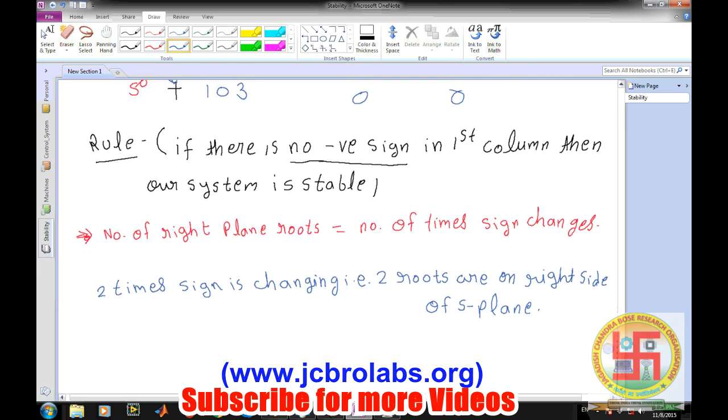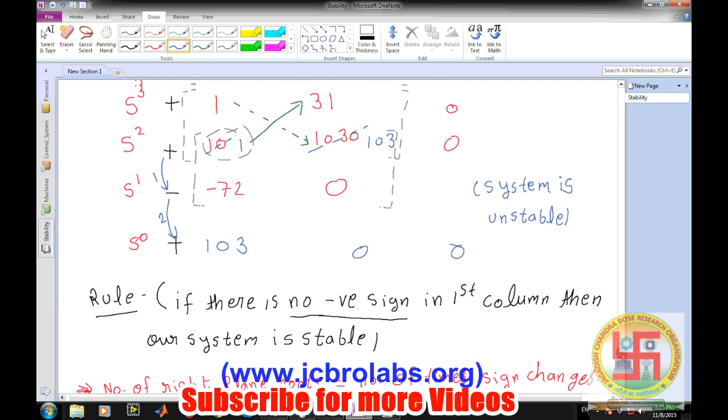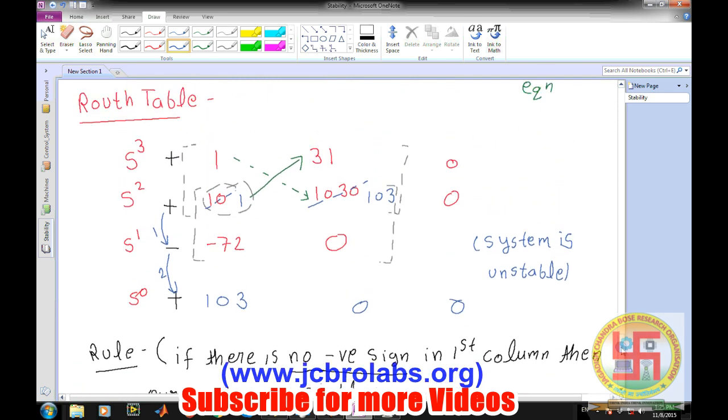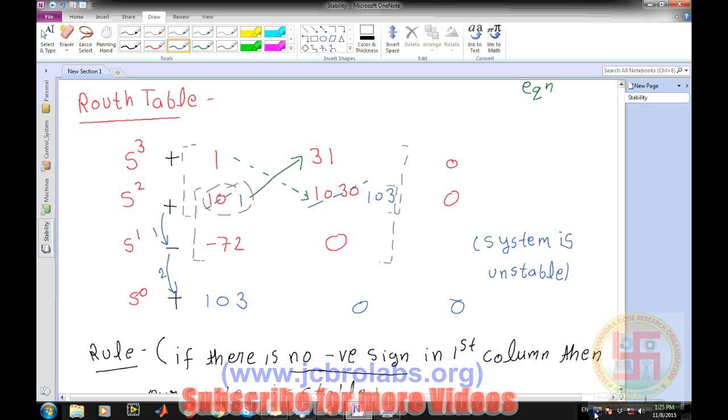Now there are several cases: when some component becomes 0, or when an entire row is 0. So there are certain categories of problems and how to solve them. And then there is stability analysis, like how to design a system to make it stable with the help of this Routh table. So we will learn these things in our next class and in our next video.